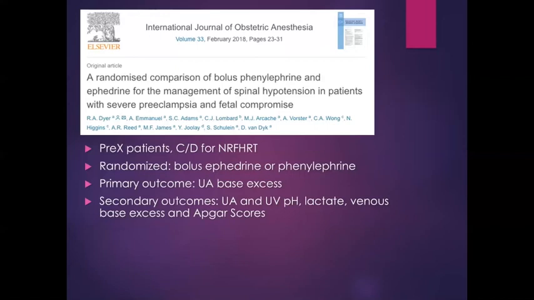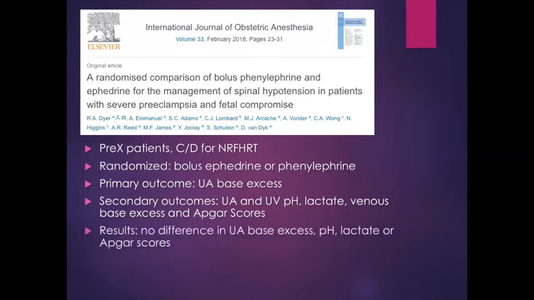Among the 64 women who required vasopressor treatment, pre-delivery blood pressure changes were similar. There was no difference in mean umbilical artery base excess, mean umbilical arterial and venous pH, no difference in lactate concentration between groups, and there was no difference in the 1 or 5 minute APGAR scores.